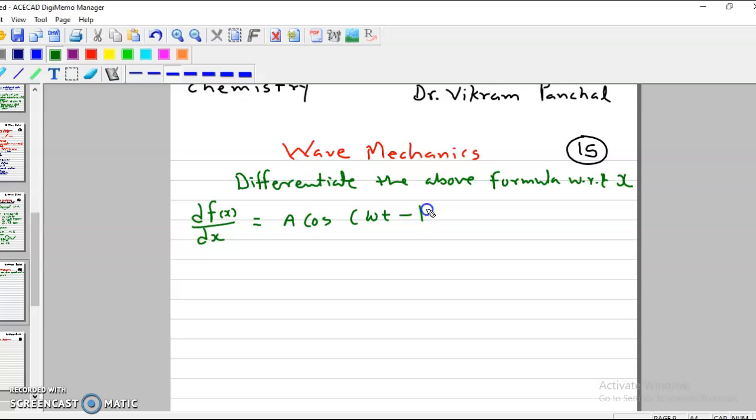X is the variable and the constant is k, so the derivative is minus k. We keep this k outside, so we write minus ka cos(omega t minus kx). Okay, so this is df(x)/dx. Now we take the second derivative of this.